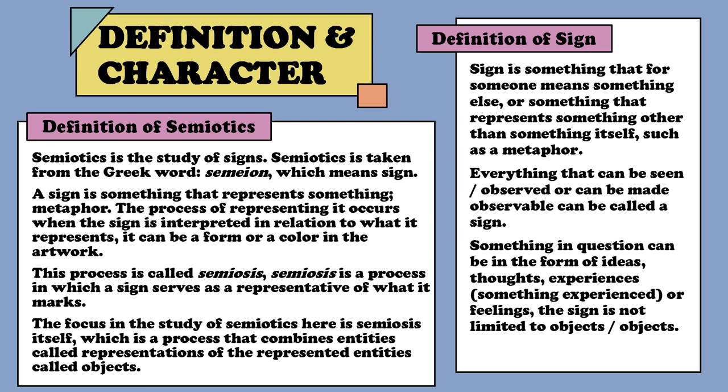Definition of sign. A sign is something that for someone means something else, or something that represents something other than itself, such as a metaphor. Everything that can be seen, observed, or can be made observable can be called a sign. Something in question can be in the form of ideas, thoughts, experiences, something experienced, or feelings. The sign is not limited to objects.